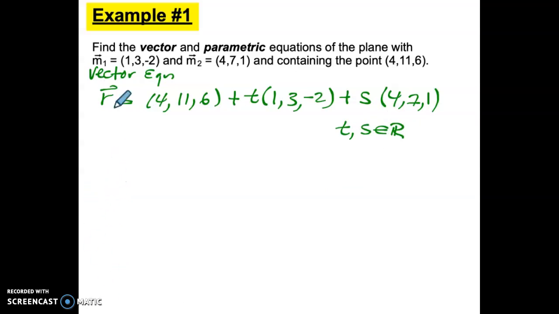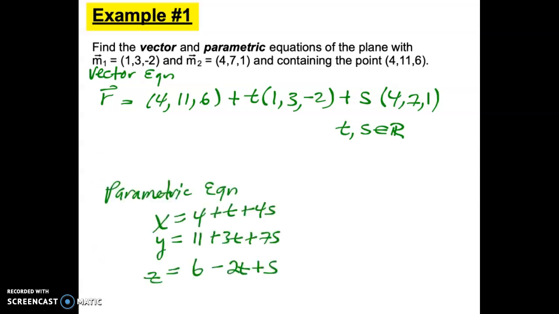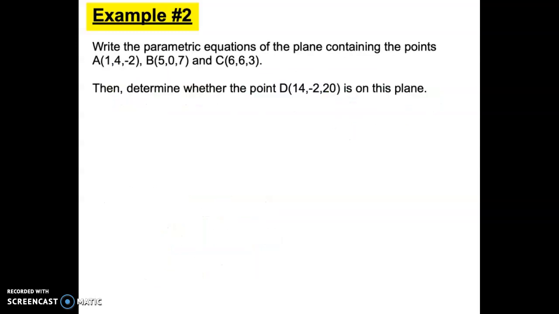And we can do parametric next. We're just going to split it up into the x, y, and z. So pause the video and give it a try. And there are our parametric equations.